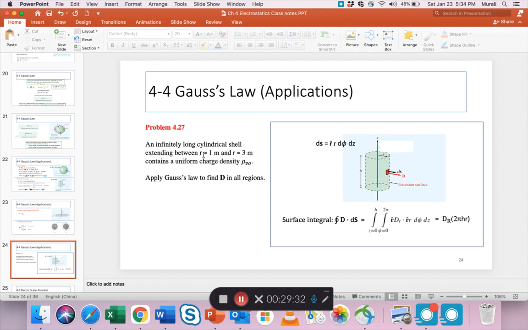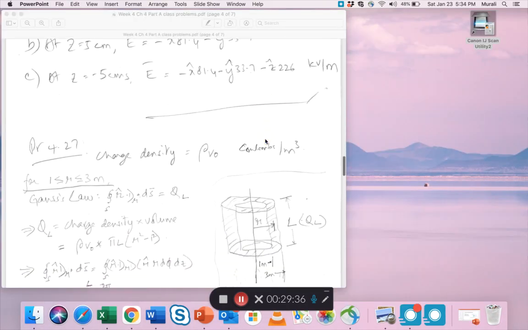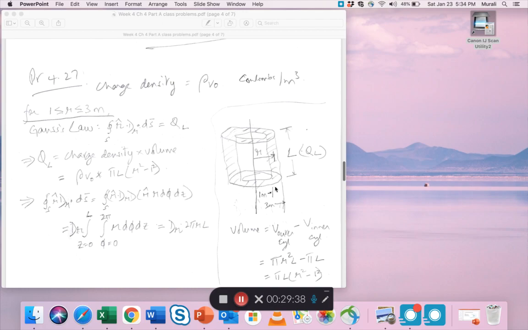We are looking, in fact, let me show you 427. So this is what the shape is, right? It is a cylindrical shell with a hollow in the inside and then nothing outside. But the shell itself, I hope you can tell from my drawing, has an inside radius of I think 1 meter and an outside radius of 3 meters.